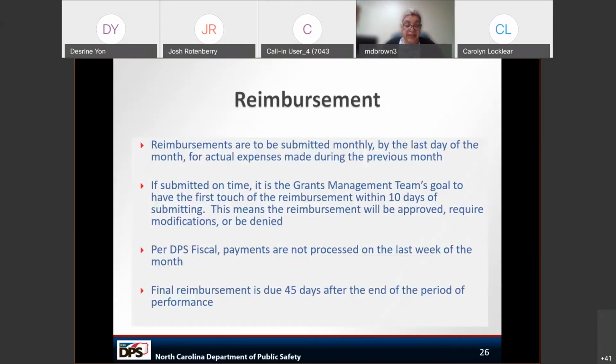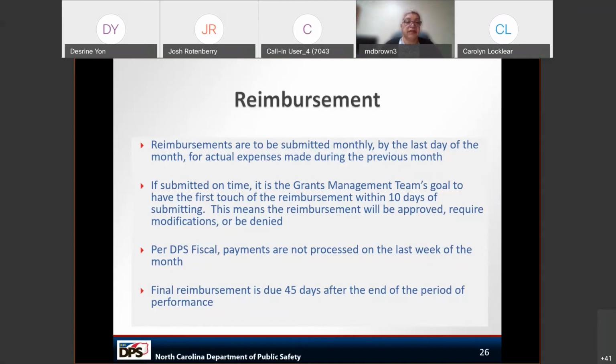Reimbursements are due on the last day of the month for actual expenditures that were made in the previous month. Please make sure that if you submit on time in GEMS, our grants administrators have a goal to provide first touch within 10 days of your submission. Like I said, if we have any questions, we will email or call your project director and say, hey, something doesn't look right, you're missing a document, can we get that document to go with the cover sheet so that we can reconcile, so that we're not delaying your reimbursement.